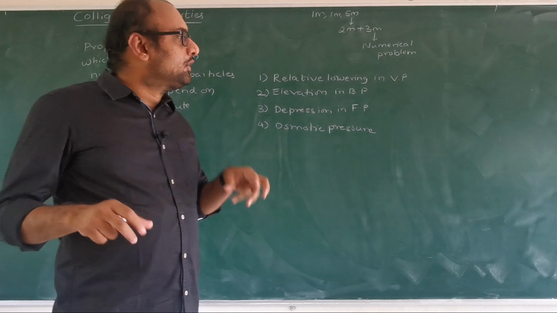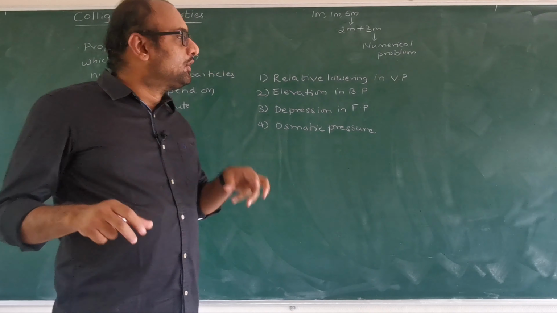Pb is equal to P naught B XB. But here, B means solute. Solute is solid. It is non-volatile. Hence, there will be no vapor pressure for the solute. Only Pa will be there.